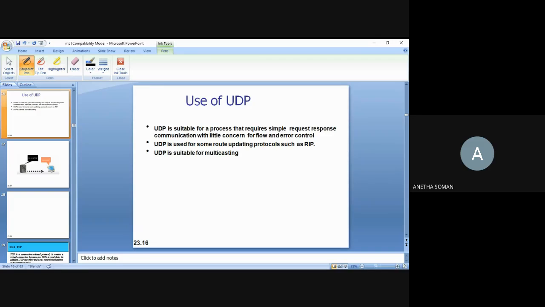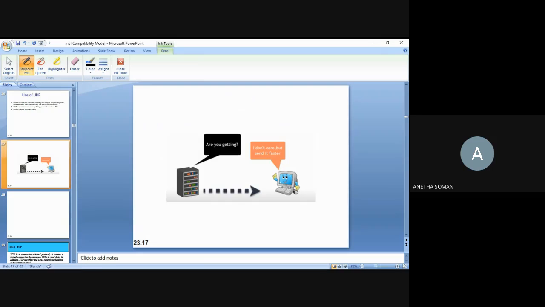And another use is in voice traffic. It is useful for live streaming audio and video. See, when you are watching a movie online, you don't want any delay there, right? What is actually happening is you are not caring about whether you are getting all the information. You want to get it in a faster manner. You don't want any delay there. So UDP is that type of protocol, right?